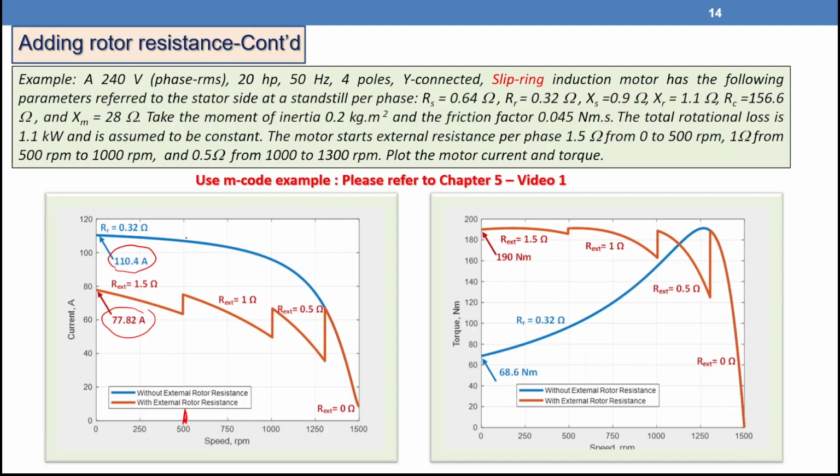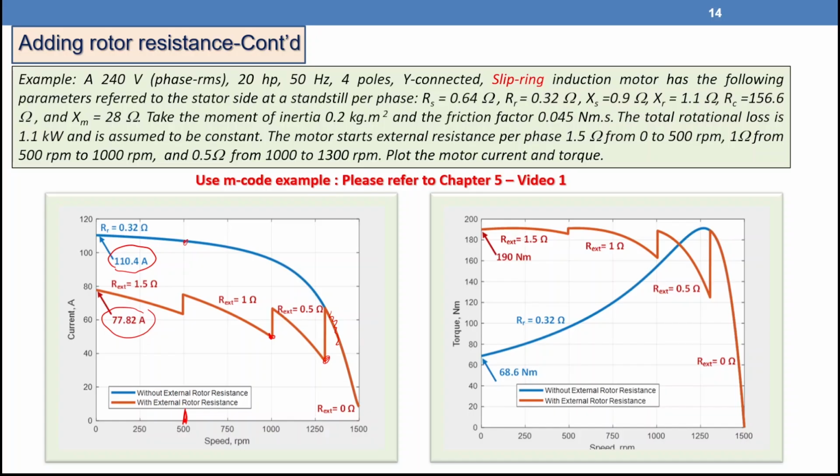So here we have the change, because that one is a change point. Until we reach the current at this point, we are going to change the resistance from 1 ohm to 0.5 ohm. So then we reach this point. After that one, all the resistances will be short-circuited, so we are going to follow the original characteristics. Let's go to the torque.